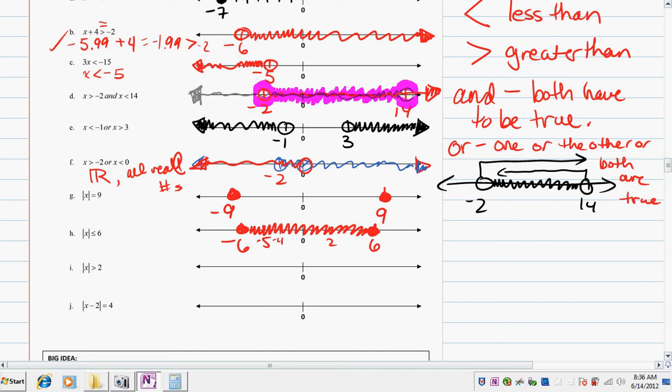If I picked a number out here, like 10, is the distance that 10 is away from 0 less than or equal to 6? No, it's greater than 6, because it's 10 away from 0.